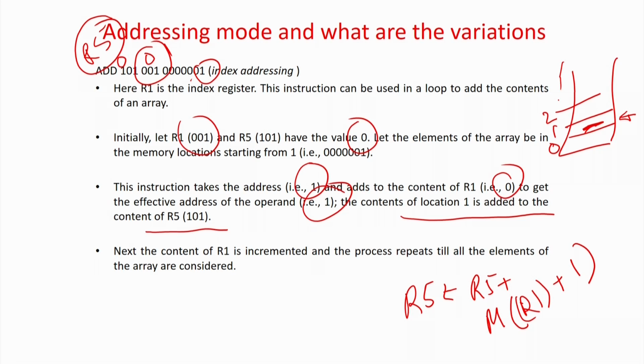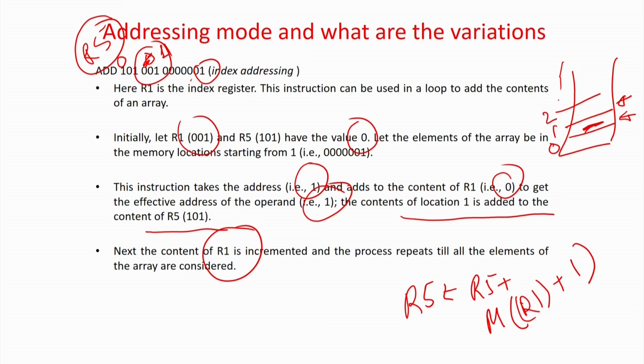So, it will be 0 plus the content of this one, which is nothing but this one, and it will be stored at R5. Next, the content of R1 is incremented. So, this one will now have the value of 1. So, 1 plus 1 will be 2, now we will be pointing to this memory location, that will be again added with the content of R5 and stored back.